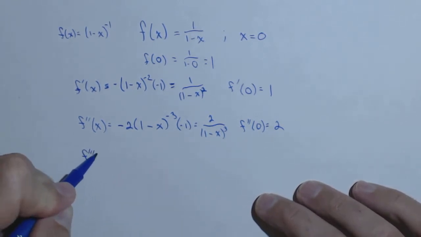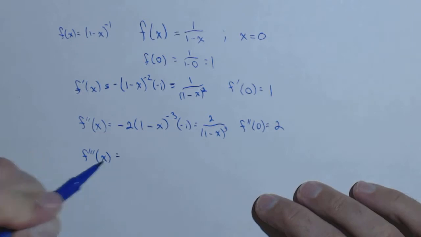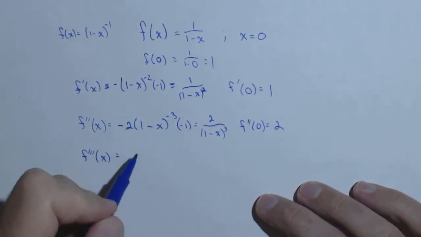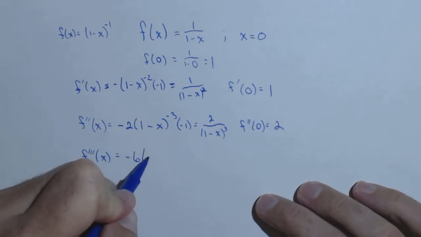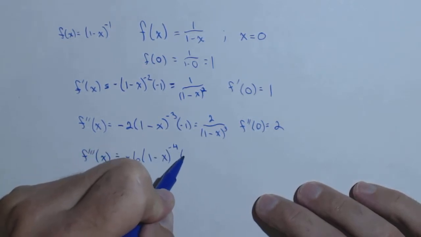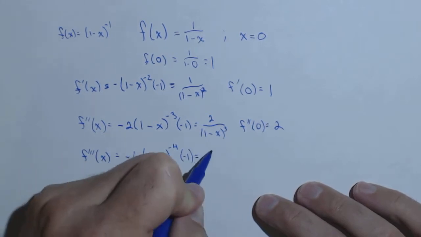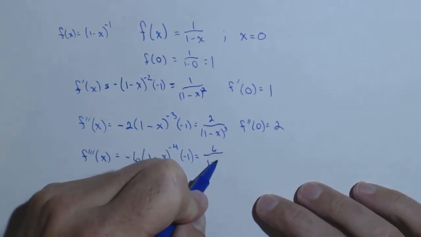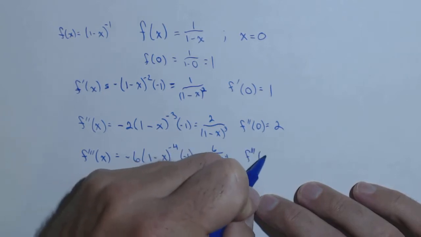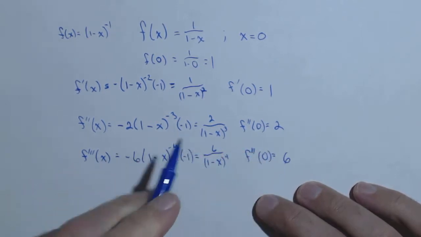Now with these, you just need to go far enough until you see a pattern, if there is one. Remember, these negatives canceled, so that negative coming down makes a negative 6 times 1 minus x to the negative 4, again times negative 1. So we end up with 6 over 1 minus x to the 4th. F triple prime at 0 is 6.